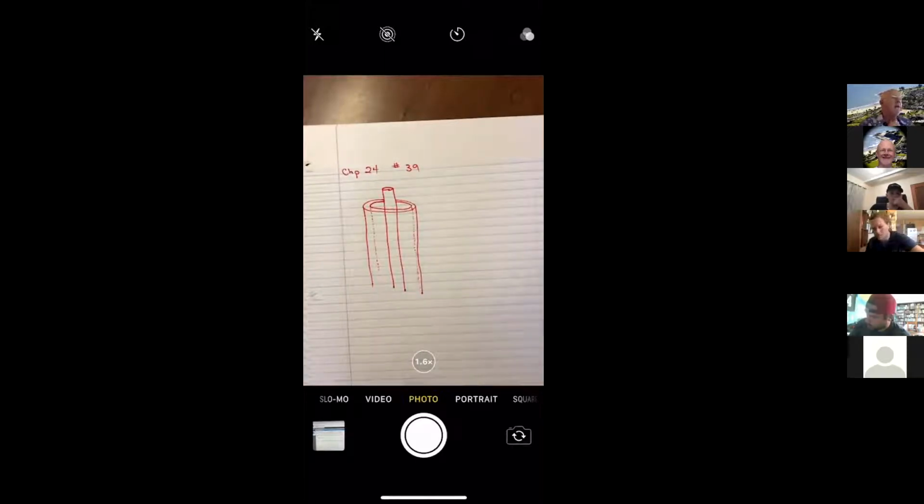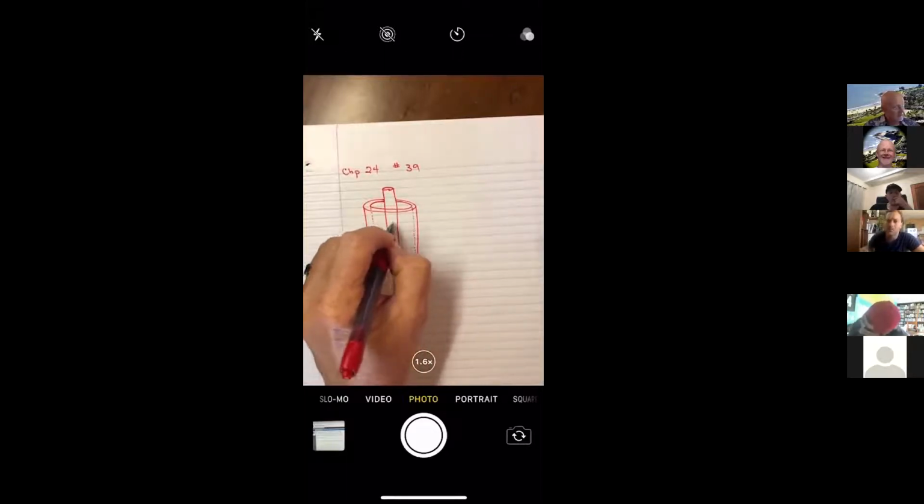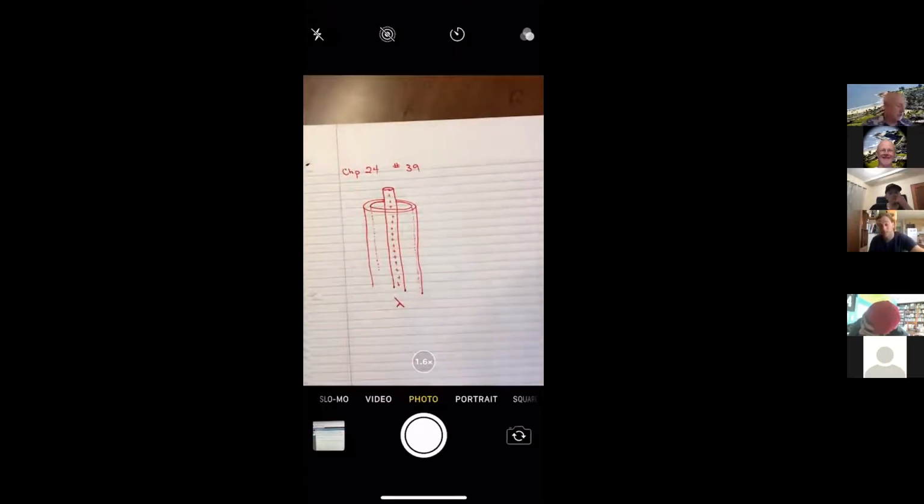The wire has a charge per unit length of lambda. So there's this lambda, and just for illustration purposes, I will put a plus all the way down the wire in the center. Okay, and keep reading here. The cylinder has a net charge of 2 lambda.